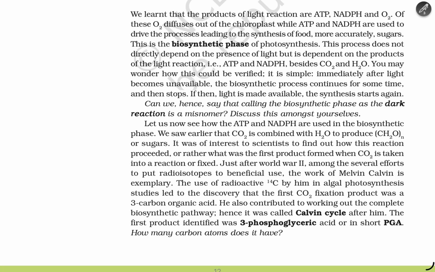the synthesis starts again, and we can hence say that calling the biosynthetic phase a dark reaction is a misnomer. Discuss it amongst yourselves.